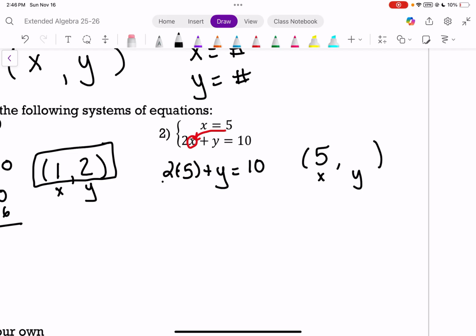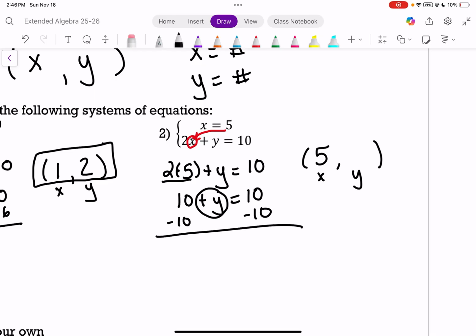I'm going to go ahead and simplify. 2 times 5 is 10. 10 plus y equals 10. I'm going to keep the y where it's at, so I'm going to get rid of 10 by subtracting it. So y would equal 0. And 0 is a number, so that can be part of our solution. So for our final answer, we want a value for x, a value for y. Well, we have a 5 and a 0. So our answer would be (5, 0).